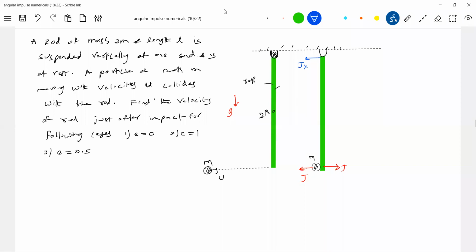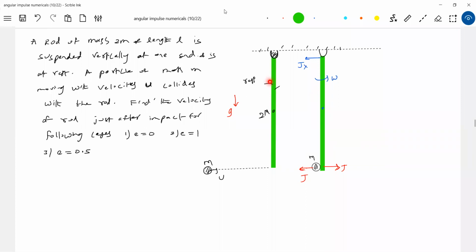Are you able to understand? There's a reaction at the hinge, Jx, the reaction at the hinge. And because of this impulse J, since it is hinged about a point, there's fixed axis rotation. It will acquire angular velocity. Because of this angular velocity, weight mg is already acting, and suddenly a centrifugal force will act. So the weight of the rod and the centrifugal force will try to pull it vertically down.